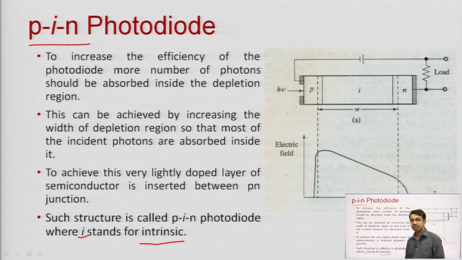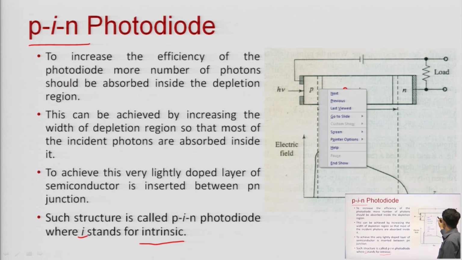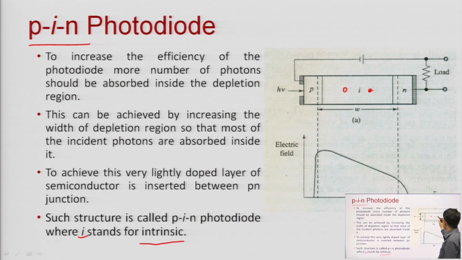What is the benefit? Over here you can see the photons that are absorbed from this end to this end will contribute to output current, because this is an intrinsic layer. Any photon absorbed here generates an electron and a hole. The electron will go to this side, the hole will go to this side, and we get output current.